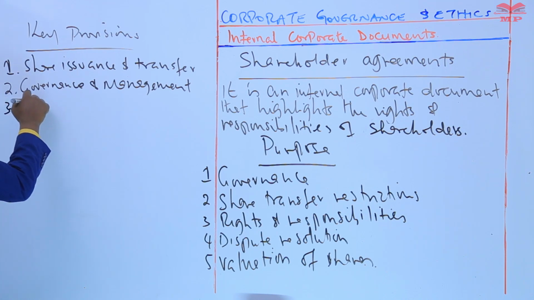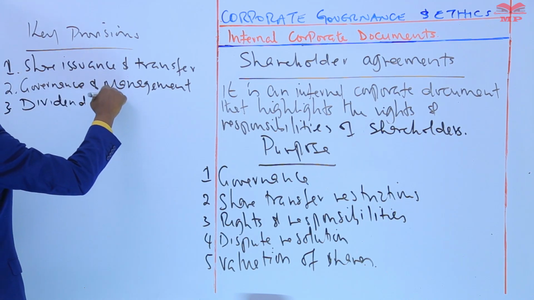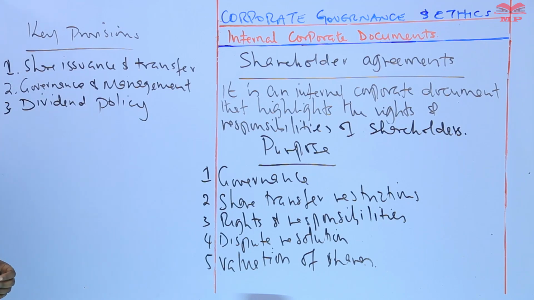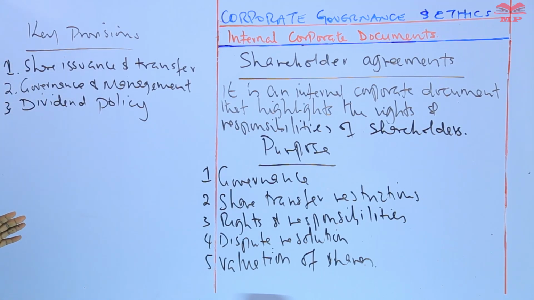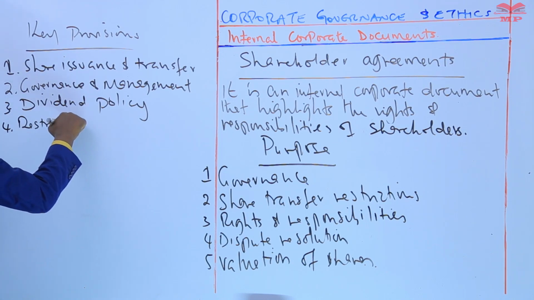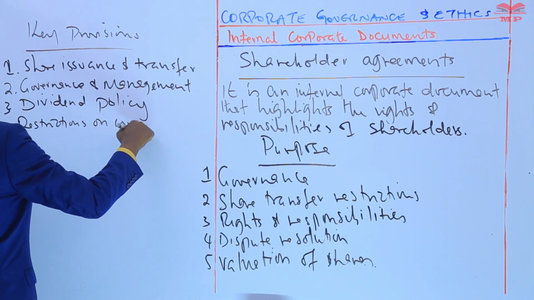Third, dividend policy. Under this key provision, you may have guidelines for the declaration and guidelines for payment of dividends. Dividend policy. Fourth, restrictions on competition.